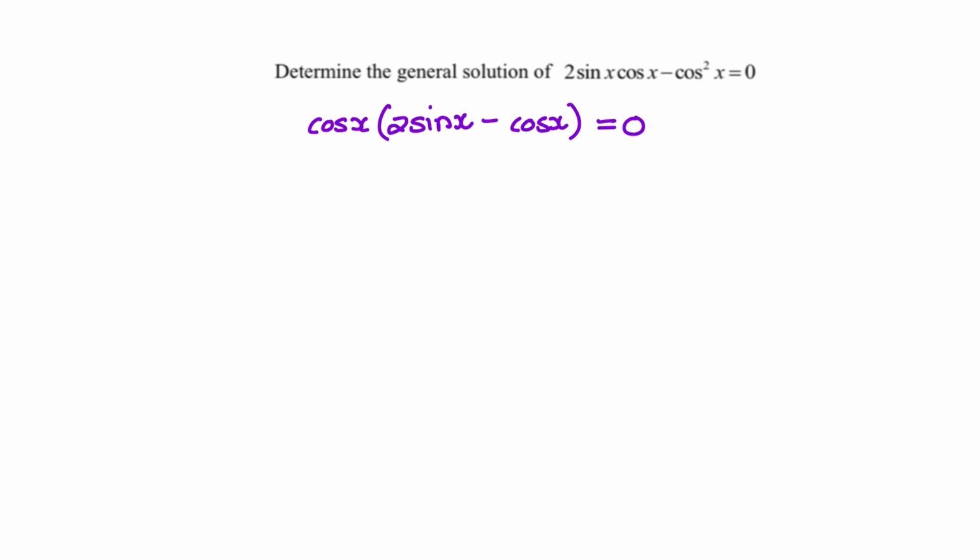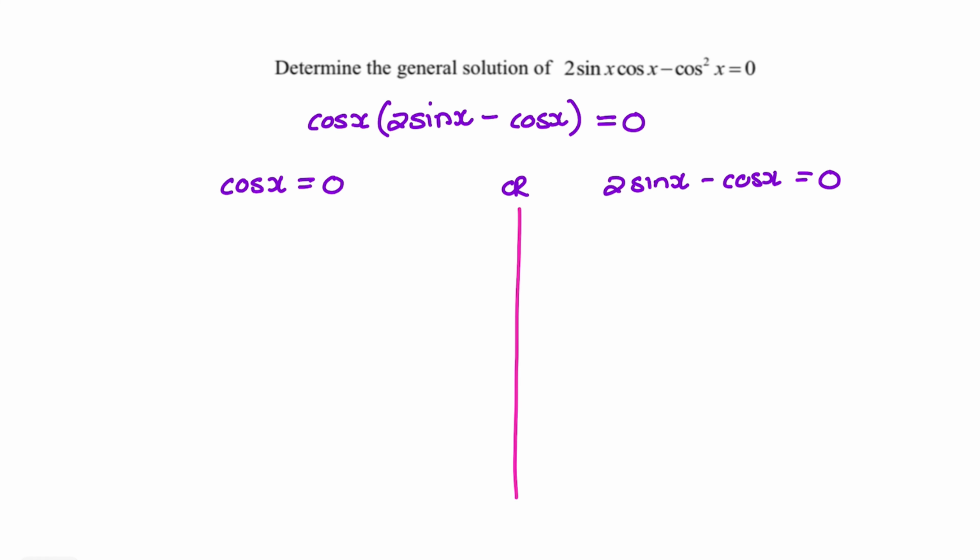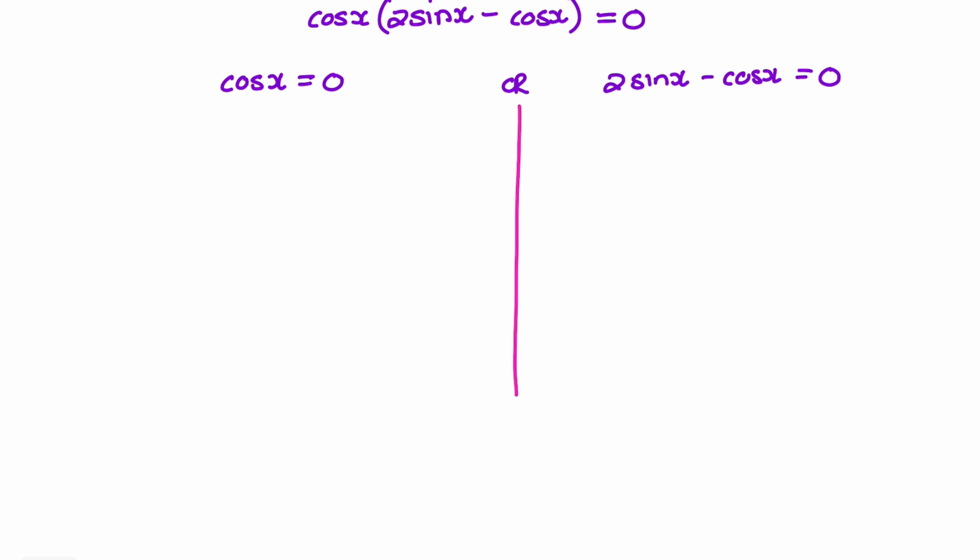Now in order to solve the equation, I can set cos x equal to 0, and I can set 2 sine x minus cos x equal to 0. So I'll have two possible solutions. The first one is cos x equal to 0, or we'll have 2 sine x minus cos x equal to 0. So what I'd like to do is split my page up into two parts, and I'll first find a general solution for cos x equal to 0.